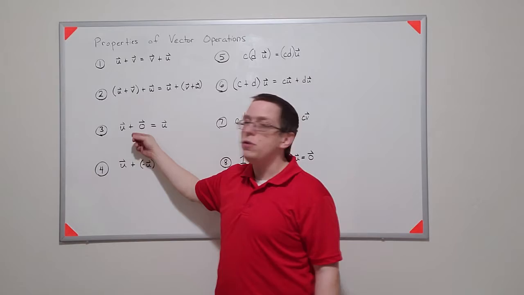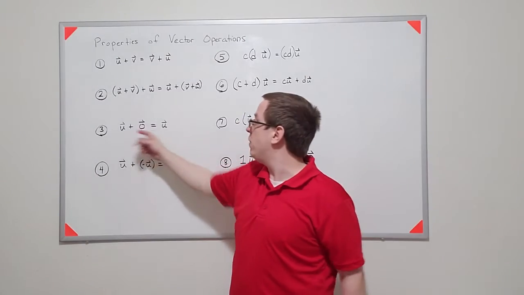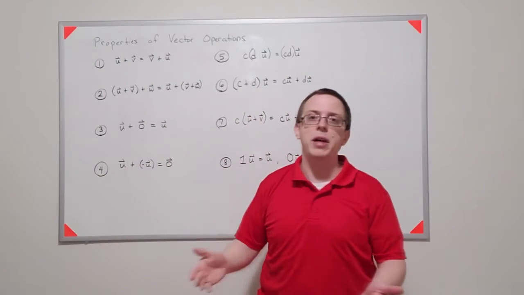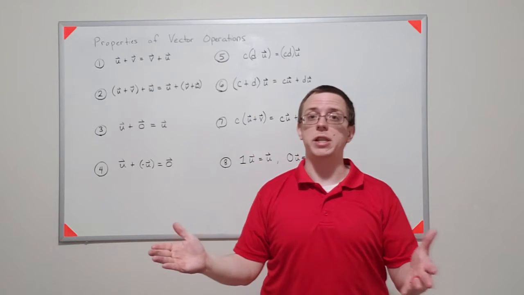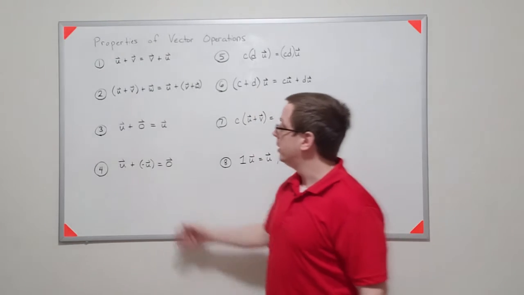The third one is that if you add the zero vector to any vector, you get the same vector back. That makes sense. You're just adding 0 to every component, so each component stays the same.